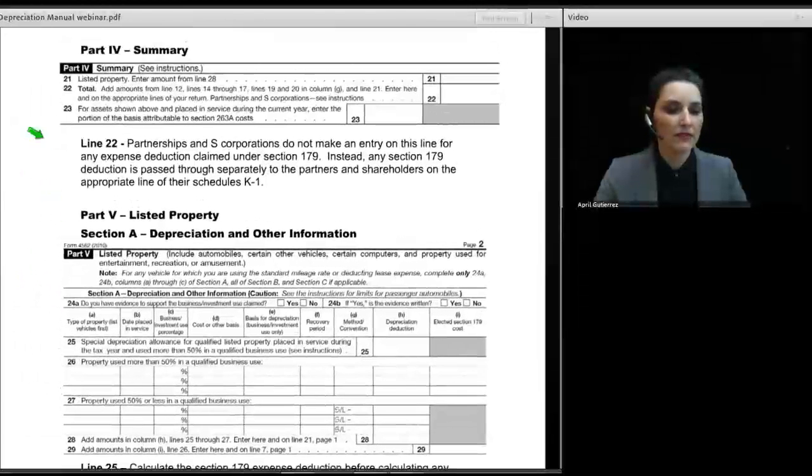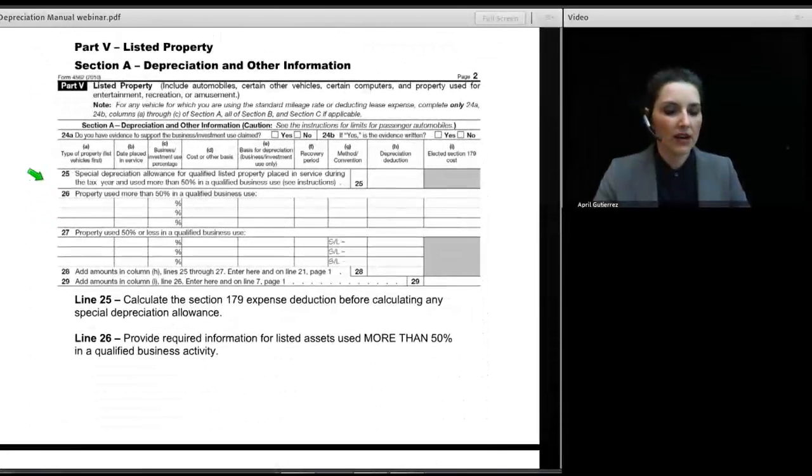Part 4 is a summary, and the main deal about Part 4, I've mentioned it a couple of times, is that when you get to line 22, partnerships and S corporations do not make an entry on this line for any expense deduction claimed under Section 179. Instead, you claim that Section 179 deduction on Schedule K and K-1.